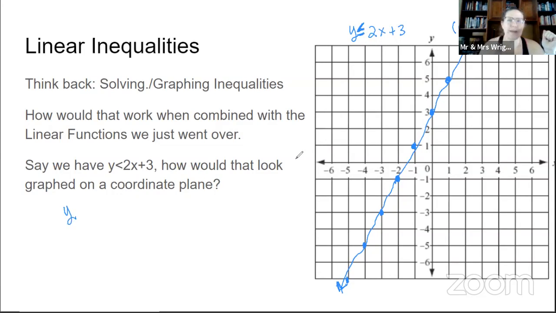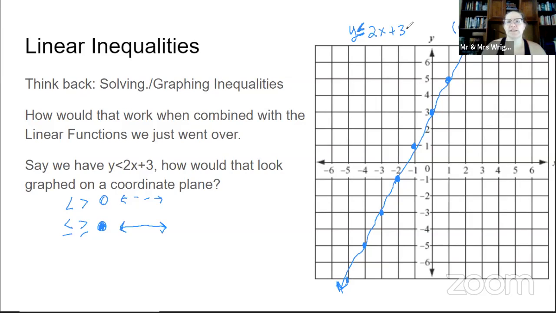Okay. Well, if you remember back when we were graphing the solution set, we had two different things we could graph. If we had less than or greater than, our points were hollow. But if we had less than or equal to or greater than or equal to, our points were solid. Well, that's for solution sets, a single point that changes. But when you have a linear inequality, how it changes is you have a dashed line for less than or greater than, and a solid line for greater than or equal to or less than or equal to.